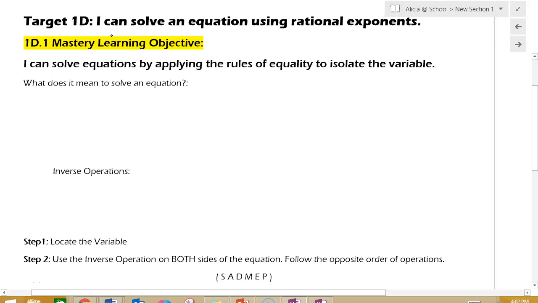Hey guys, in this video we're going to be starting target B, which is being able to solve an equation using rational exponents. So, kind of a quick review. Target 1Z.1, in this whole video we're going to be reviewing the idea of being able to solve equations by applying the rules of equality to isolate the variable. So this should be somewhat familiar to you, but we wanted to make sure we reviewed it before we started in target B. So, what does it mean to solve an equation?